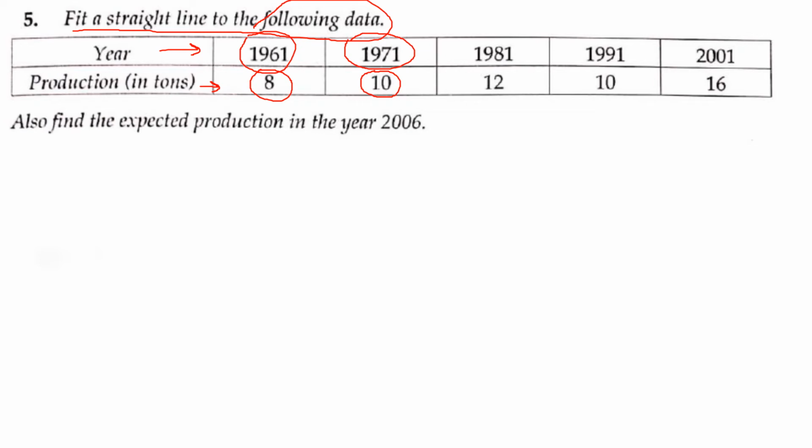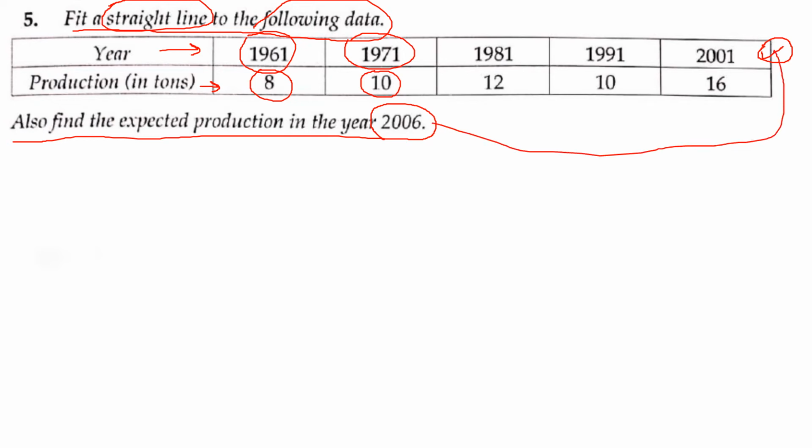First of all, they are asking us to find a straight line which fits this data. After finding the straight line, they are also asking to find the expected production in the year 2006. That means in the year 2006, when we go for the extended year, we want the expected production. Let us go for the solution.